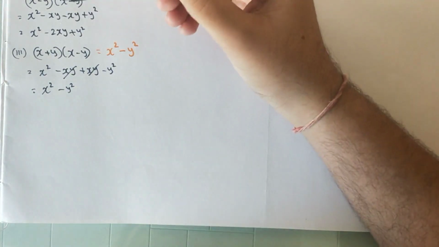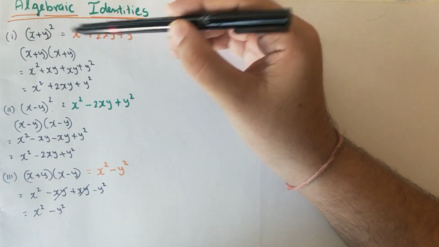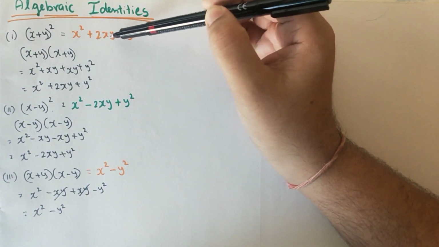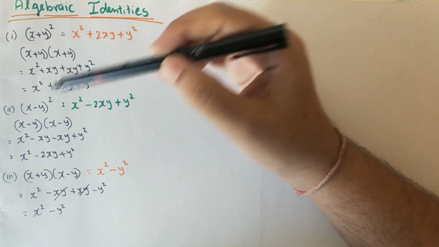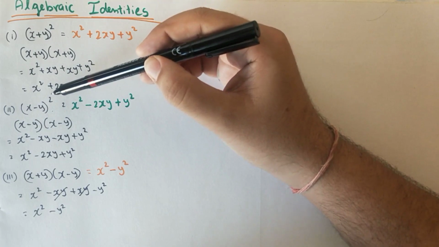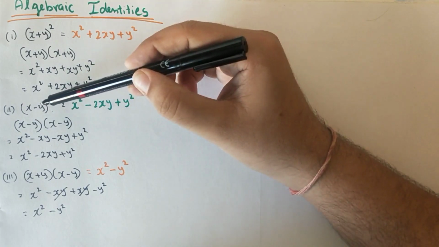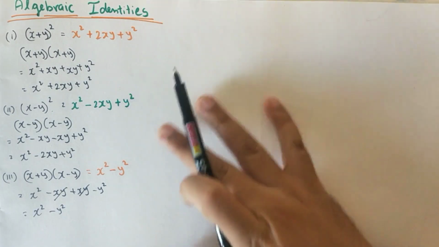So, till now we have learned, if it is two terms, x plus y whole square, then you have to write first term square plus 2 into first term into second term plus second term square. If it is x minus y whole square, that is two terms are subtracting and it's a whole square, it is first term square minus 2 times the first term into second term plus second term square.